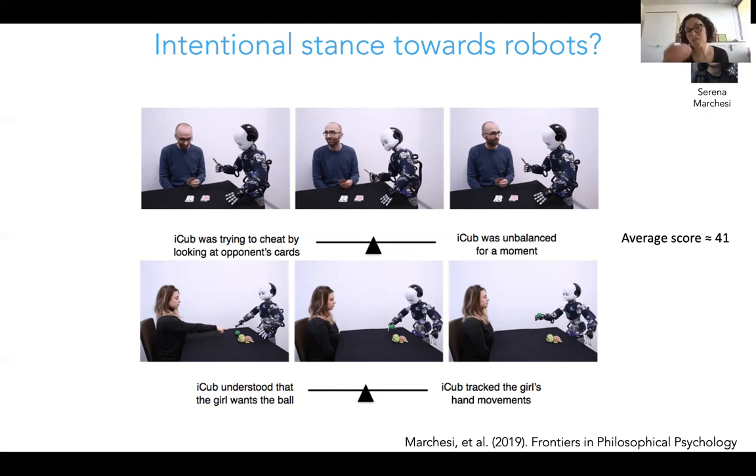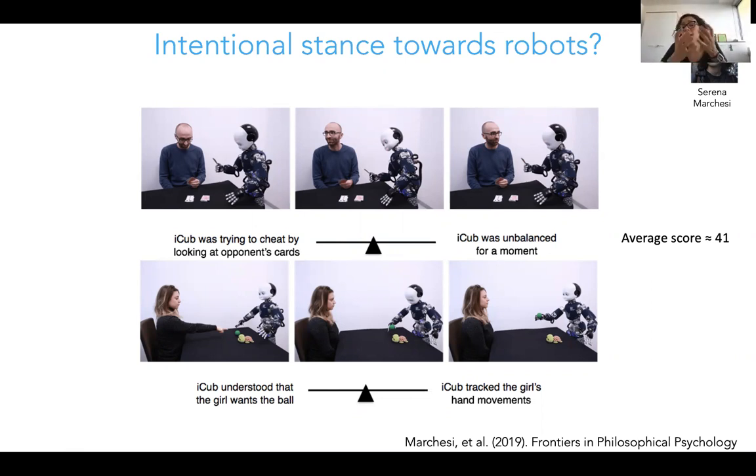With each sequence, participants have two sentences that describe what's happening in the scenario. Participants' task is to move the slider towards the description that they think fits best. One description uses very mentalistic, intentional terms: "iCub was trying to cheat by looking at the opponent's cards." Here you see iCub was trying to cheat. Or "iCub was unbalanced for a moment." This is a very mechanistic description. Participants make those choices 34 times across different scenarios with different descriptions.